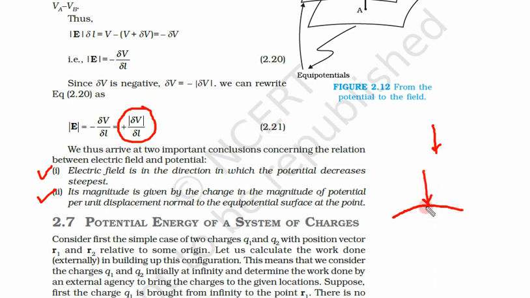This was the equipotential surface. We were moving in this direction. So it is simply delta V by delta L.